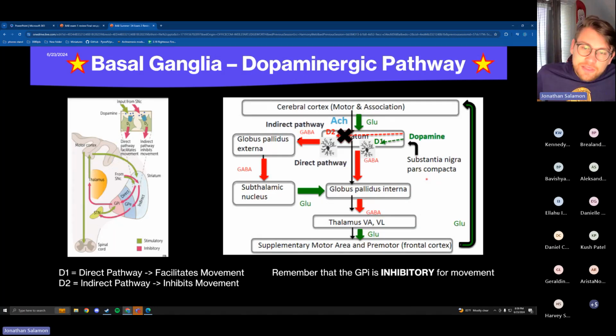Go for the dopaminergic pathways. GABA and glutamate are your neurotransmitters. GABA is inhibitory, glutamate is excitatory, obviously. Know that dopamine 1 is your direct pathway. This facilitates movement. Dopamine 2 is your indirect pathway. This inhibits movement. How does it do this? By inhibiting and activating the globus pallidus interna. The GPi is inhibitory for movement. Therefore, dopamine 1 receptors inhibit the GPi, which increases movement, and dopamine 2 receptors activate the GPi, which decreases movement.